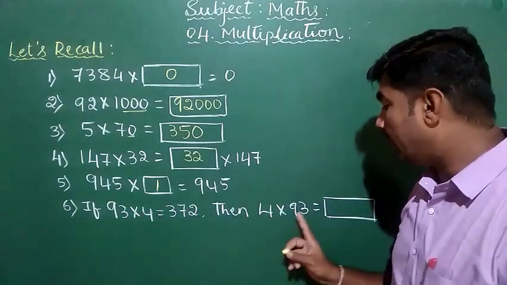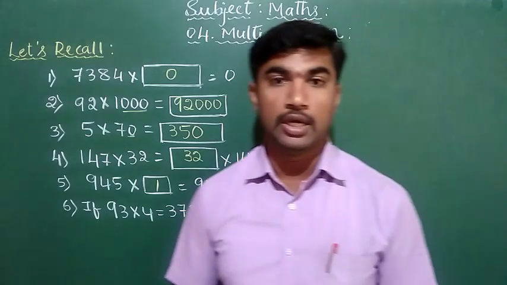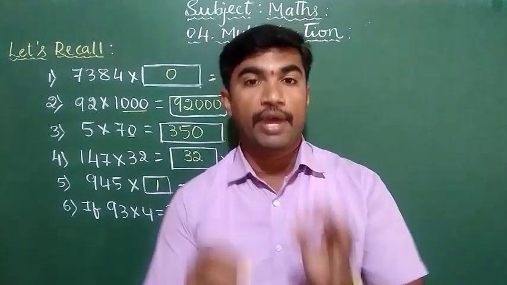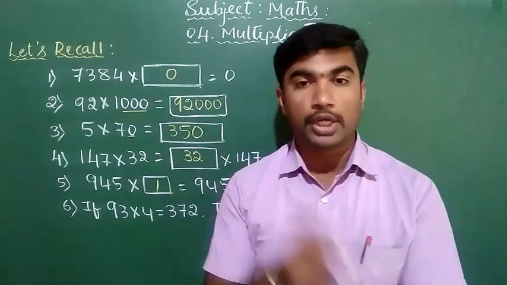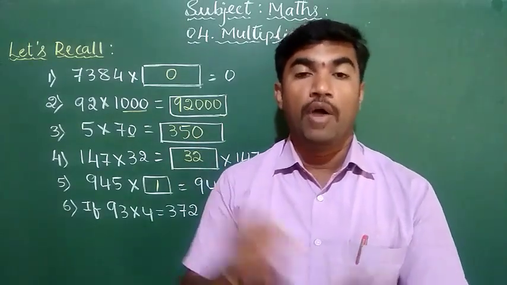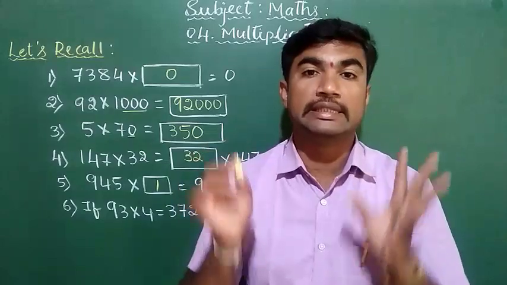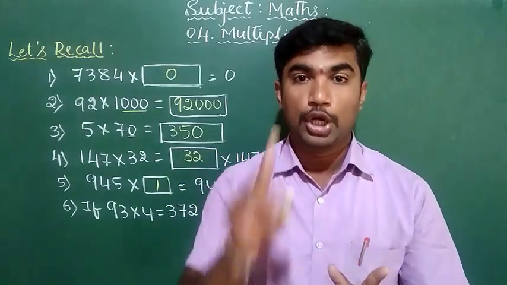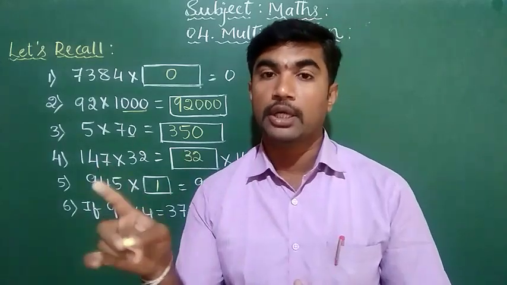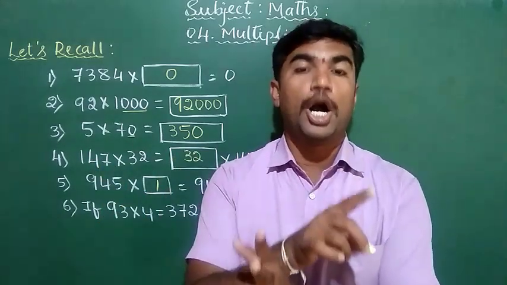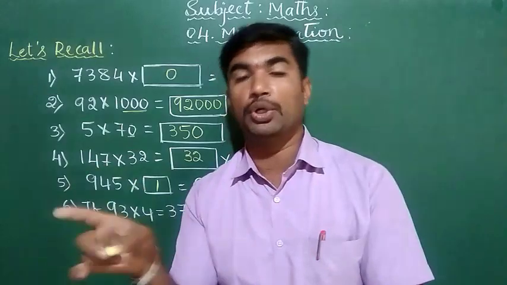Then 4 into 93 equal to how much? Okay, my dear students, when we are multiplying numbers, if we change the order or the group also, we are getting the product as the same. Example, 2 into 4 equal to 8. Now I am changing the order, that is 4 into 2 equal to 8.